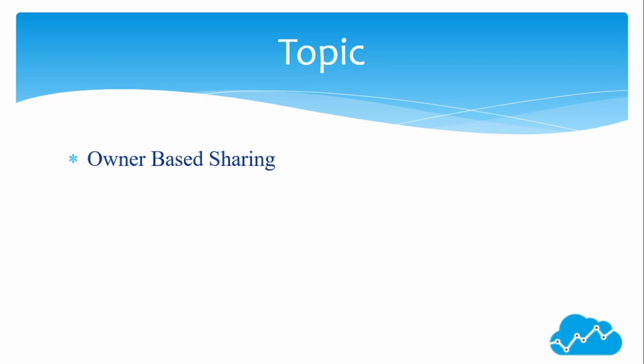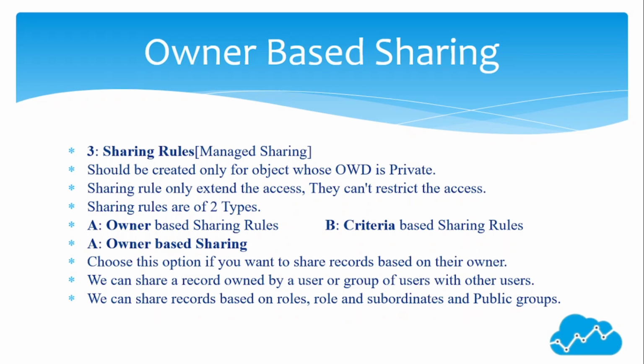The topic we are going to cover in this session is owner-based sharing. Sharing rules should be created only for objects whose OWD is private. Sharing rules only extend the access; they can't restrict the access. Sharing rules are of two types: owner-based sharing rules and criteria-based sharing rules.